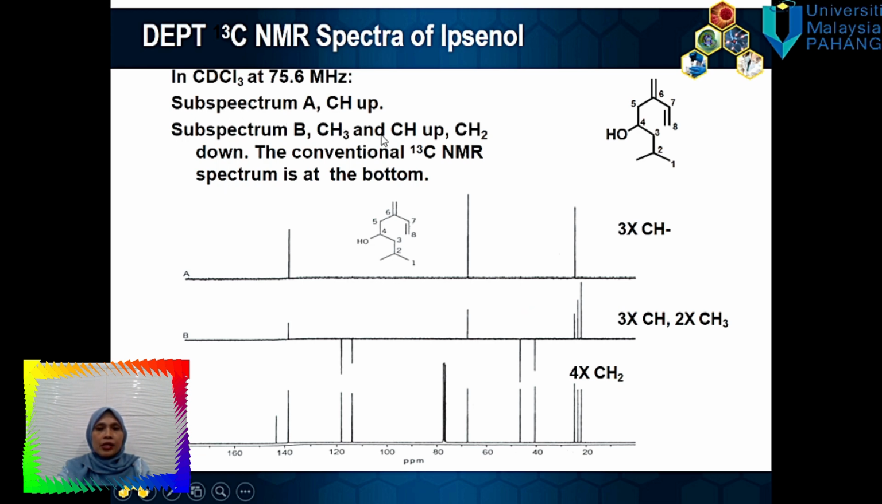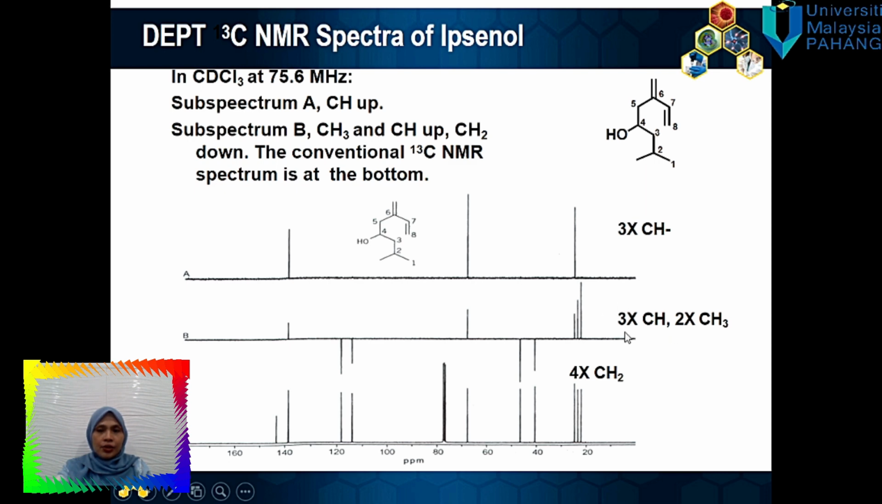In this case, we take one example for this structure. This is the subspectrum, spectrum A. It shows the presence of CH for this structure. Only 3 CH appear. This one is DEPT 90, and this one is DEPT 135 degree, which shows 3 CH and 2 times CH3. So the total will be 6, right? So here 2, 4, 5.